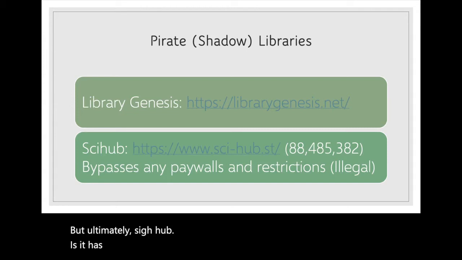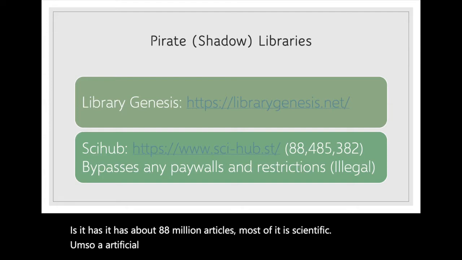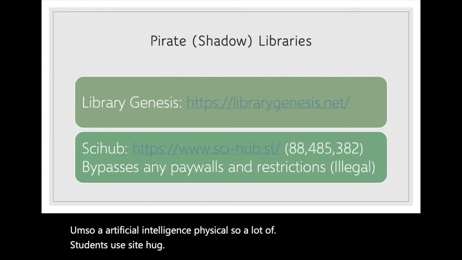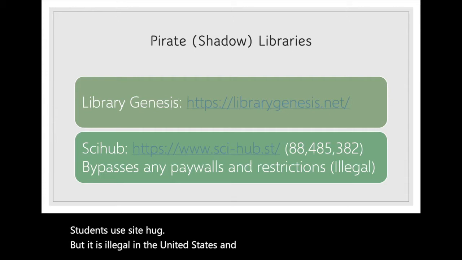But ultimately, Sci-Hub has about 88 million articles. Most of it is scientific: artificial intelligence, physical sciences. A lot of students actually use Sci-Hub. But it is illegal. The United States and other countries have tried to actually sue Sci-Hub.